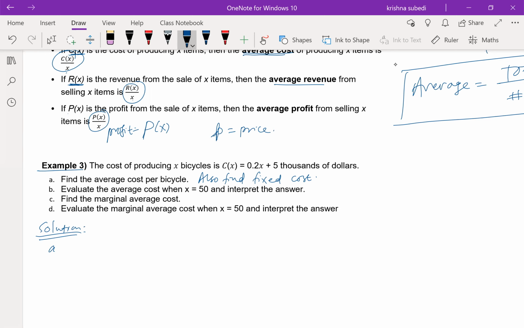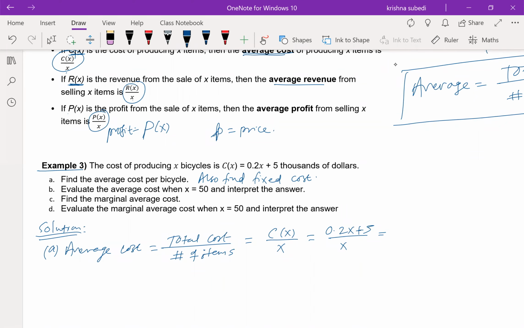Now, part A, average cost. Average cost is pretty simple. Total cost divided by number of items. Total cost is given to be C of X, divided by number of items, which is X. That is 0.2X plus 5 over X. You can leave it there like that.